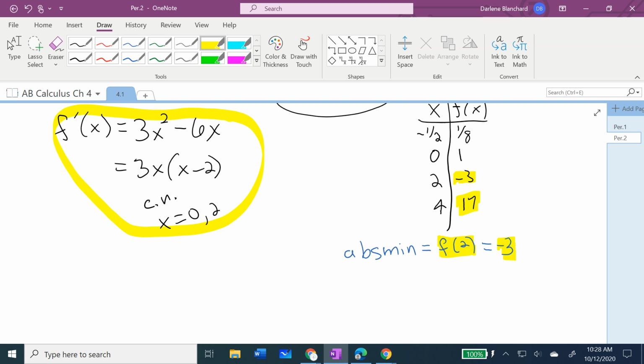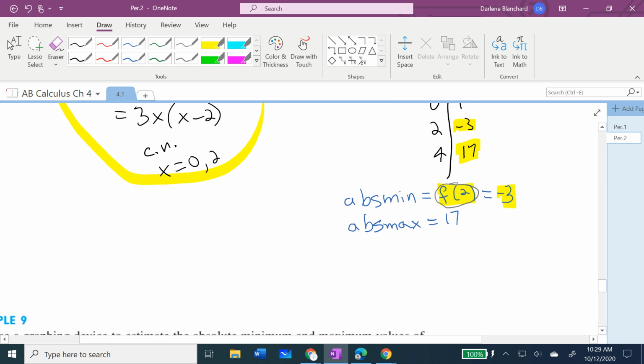You do not have to say where it occurs unless they specifically ask you where does it occur. It is sufficient to just say absolute minimum is equal to -3 and absolute maximum is equal to 17. Especially if it occurs more than once, it's really uncomfortable to have to write that in an explanation. You just need to write that y value, boom, you've answered it.